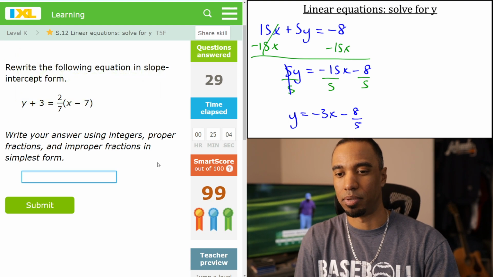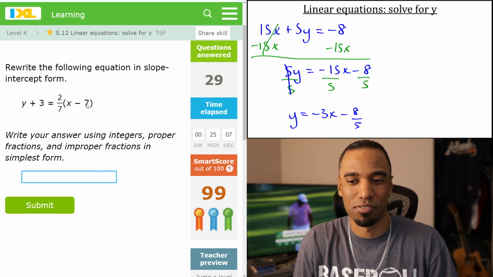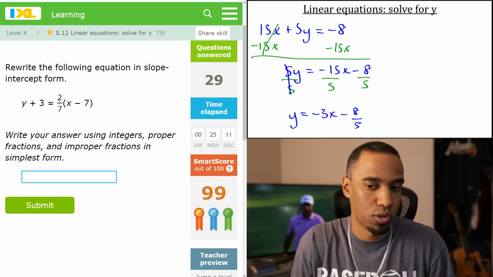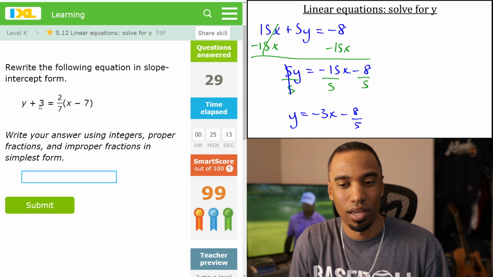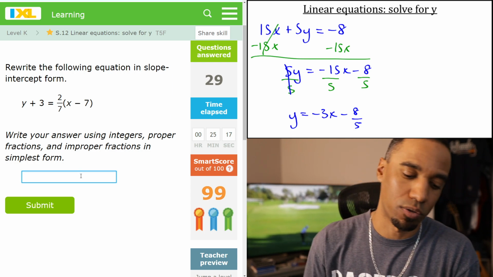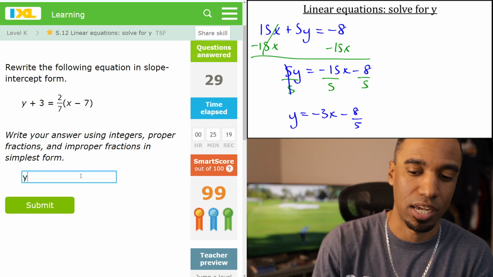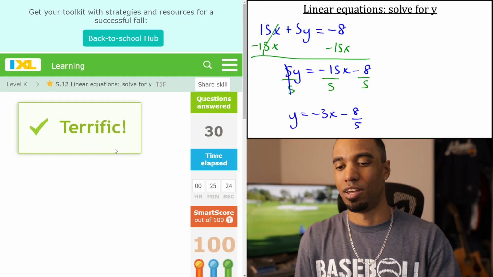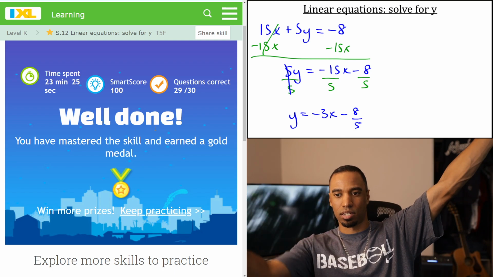And one more problem here. Oh, 2/7 of negative 7 is negative 2. Right? 1/7 of 7 is negative 1. 2/7 of 7 is negative 2. Subtract 3 from negative 2. I should get negative 5. So I should get y equals 2/7 x. As you can tell, I'm checked out. 2/7 x minus 5.